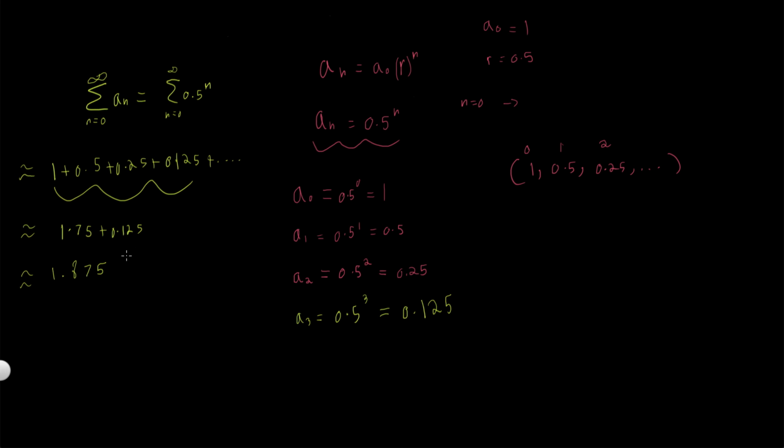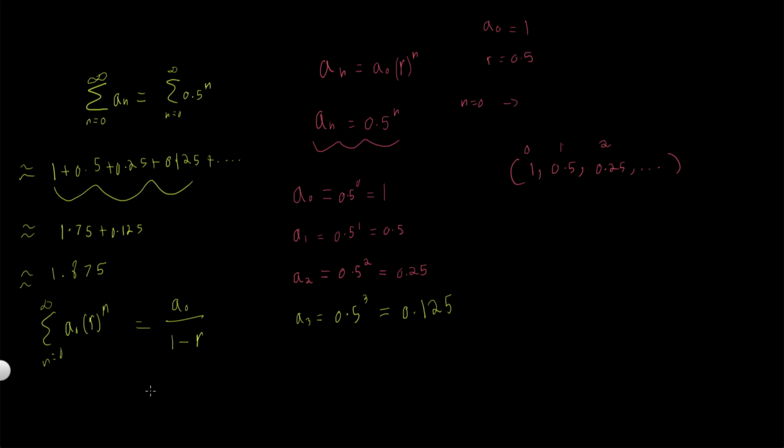Now, a way we can actually accurately find this, you might remember this formula from geometry. If we have some sequence where it's defined by a sub 0 times r to the power of n, the formula for the infinite sum from n equals 0 to infinity would just be the first term, a sub 0, over 1 minus the rate. This formula gives us the infinite sum of this sequence.